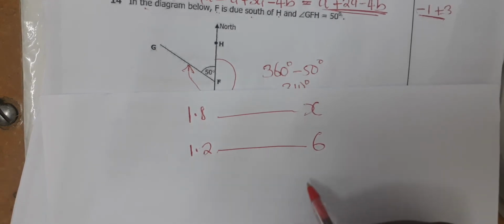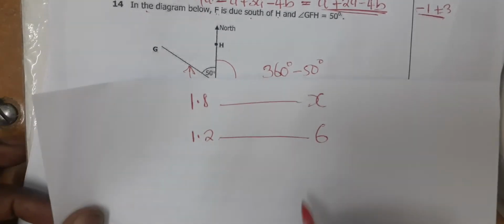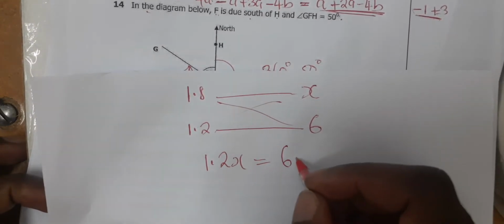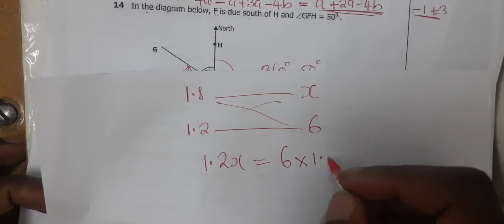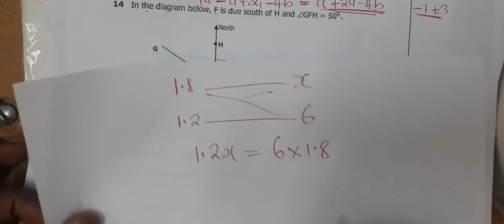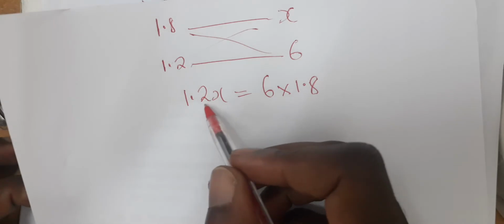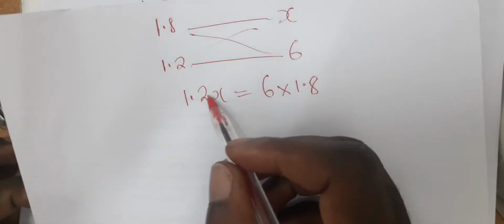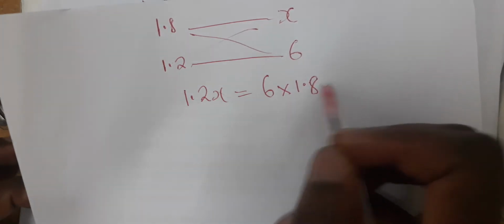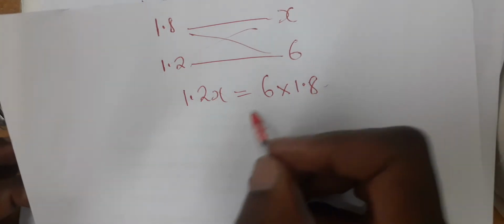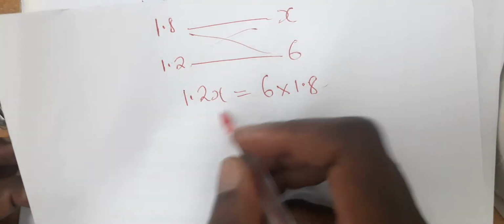Okay, so if this was 6, how long was this? This is a direct proportion, so we'll just be cross multiplying. Here you have 1.2x is equal to 6 multiplied by 1.8. Sometimes if you want to make your work easier, you can multiply here by 10, and you also multiply here by 10 just to get rid of the decimals. Sometimes the decimals would give you problems.